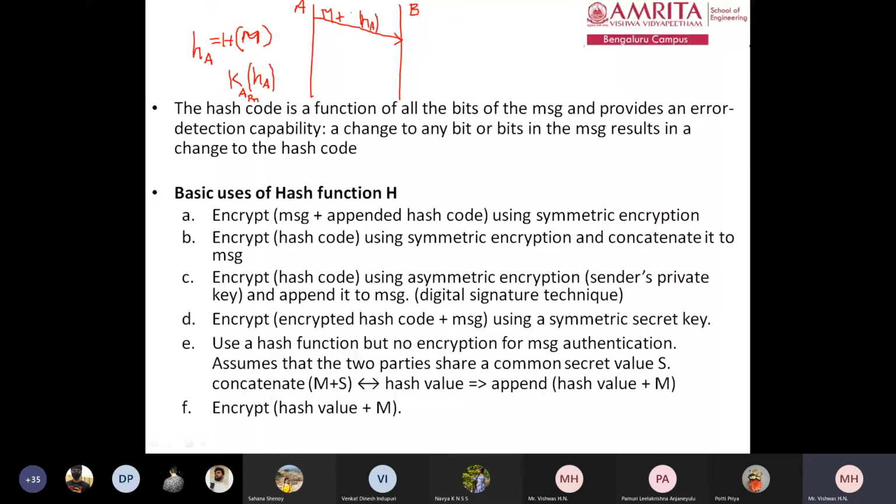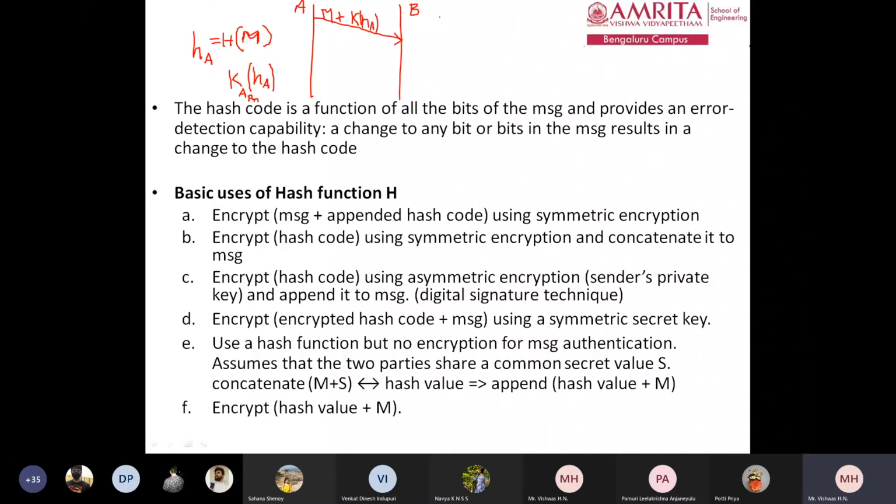Now my question is, can B decrypt this? Can anyone respond? Yes, sir. How can B decrypt it? With what key can B decrypt it? Public key of A. Public key of A, because as the name itself tells, public key, that means B can know A's public key, and A can know B's public key. Is that clear, students?